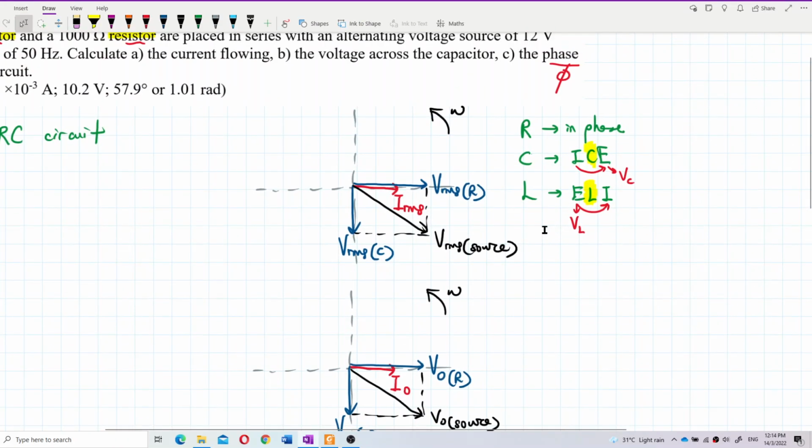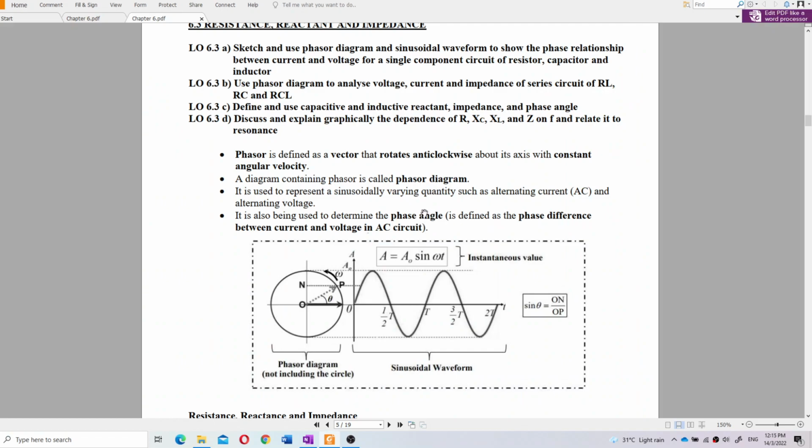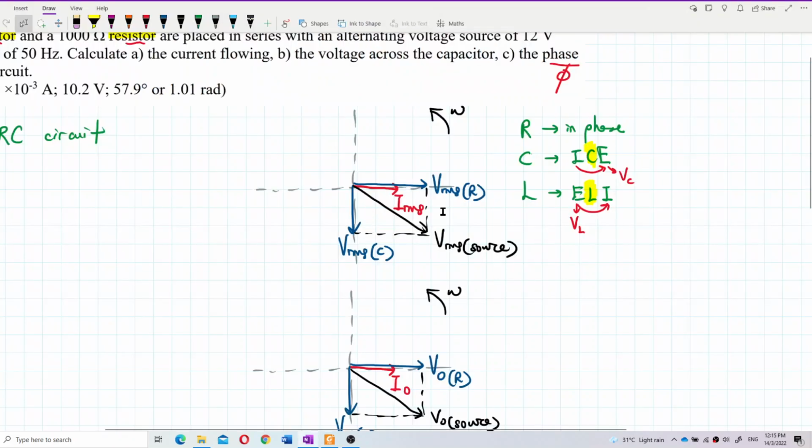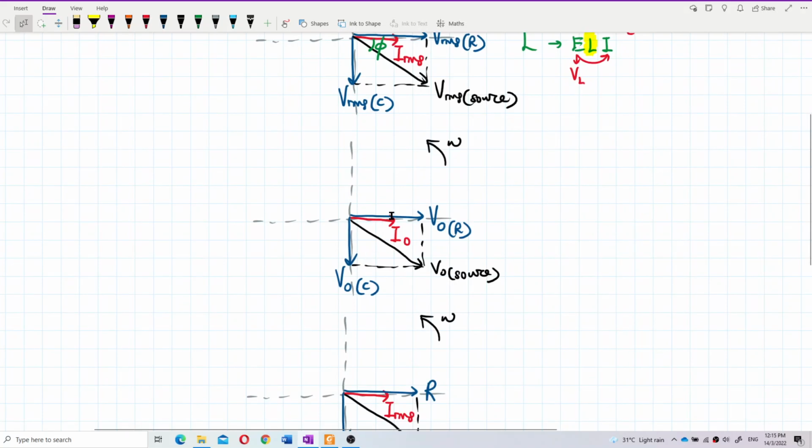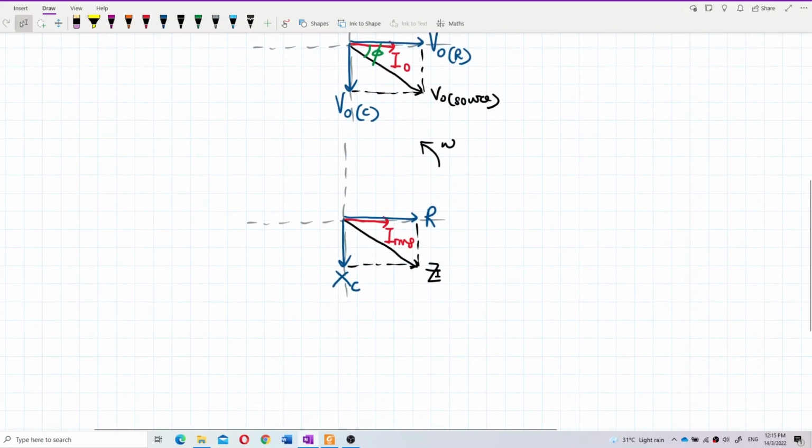So what is phi? Phi is the phase difference between the current and V source. That is the phi. Or if you want, it is also the angle between the current and the impedance. That is also phi. Understand?